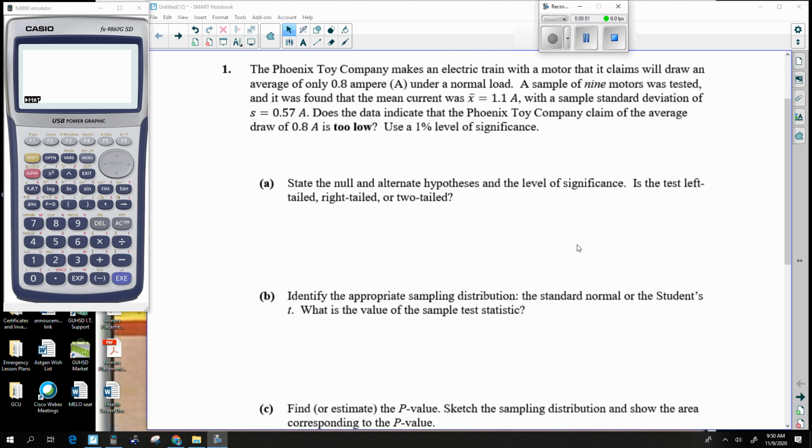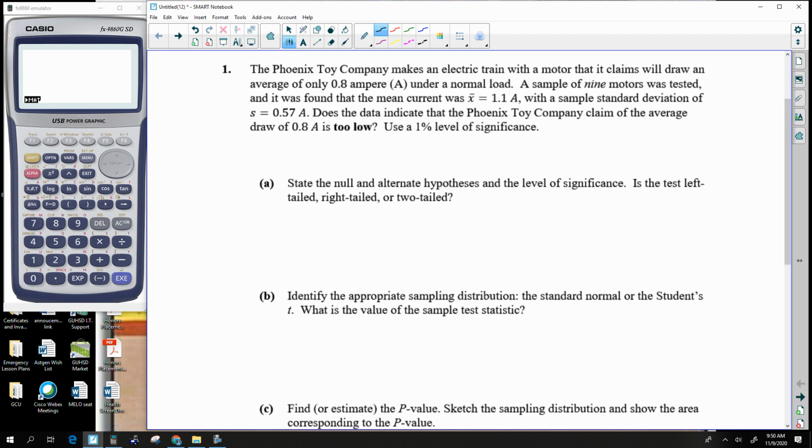So in this very first problem, I see that we're talking about averages. I have an X bar, I have an S, I have a 1%, and I'm asked, is this quote unquote too low? I also am given 9 motors. All right, so here we go.